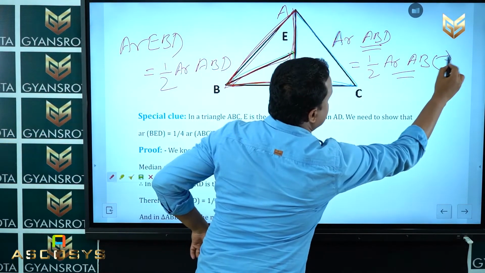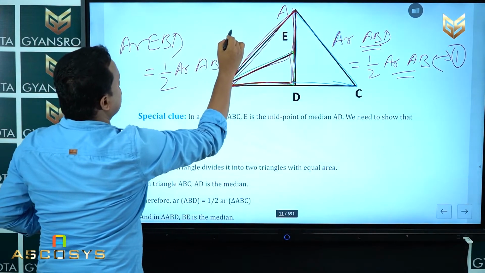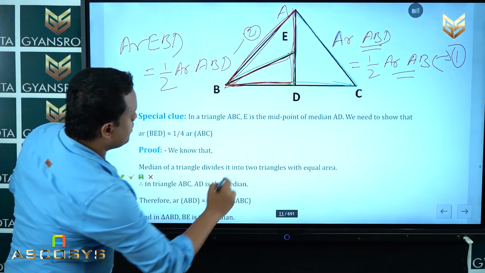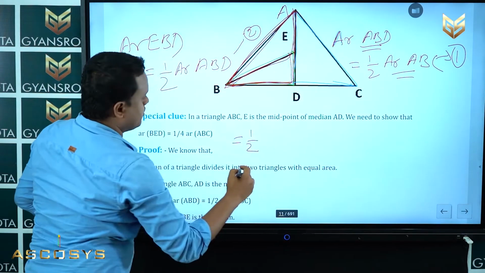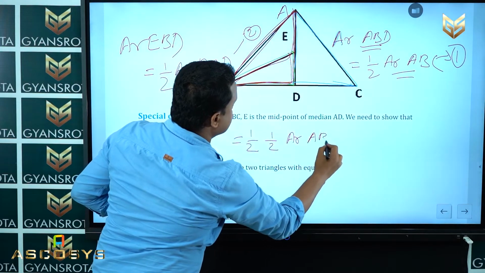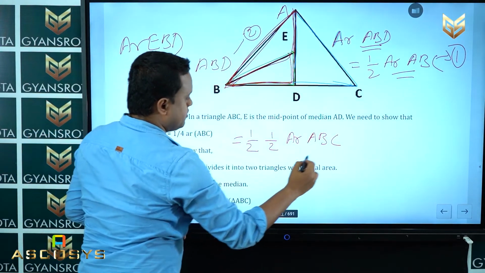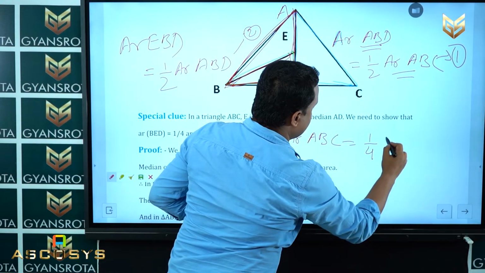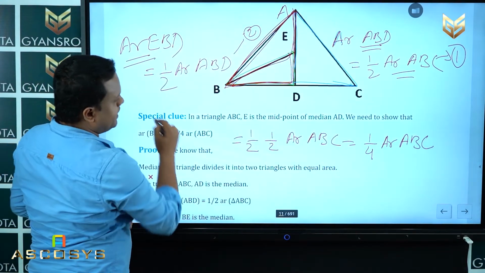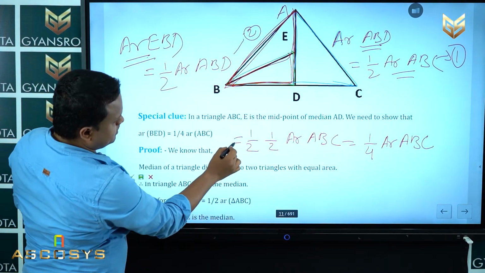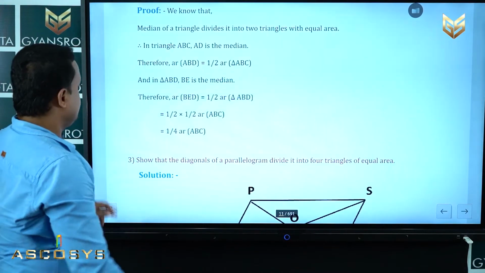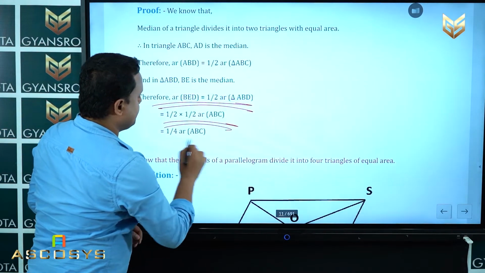So if this is equation 1 and this is equation 2, putting the value of equation 1 in equation 2, what will we get? Half into half of area of ABC. Half into half means 1 by 4 of area of ABC. So area of EBD is equal to 1 by 4 of area of ABC. So the proof is already given here.